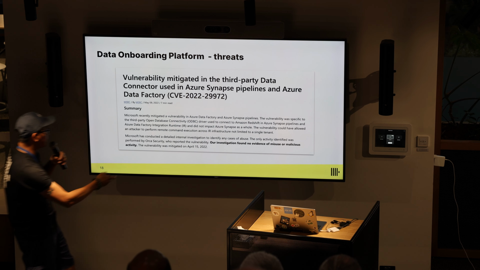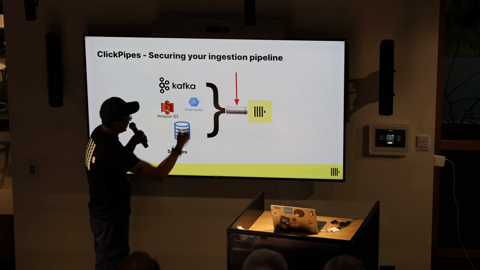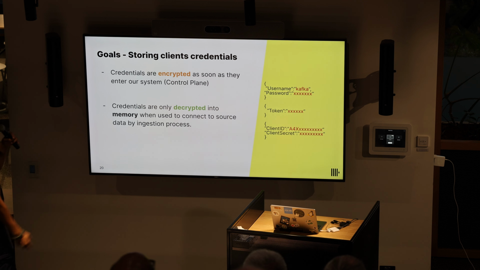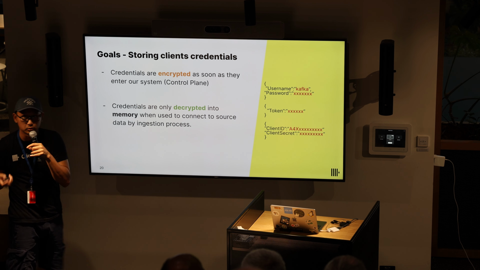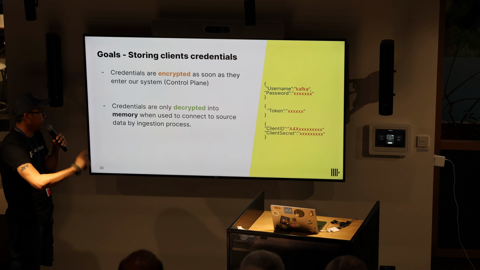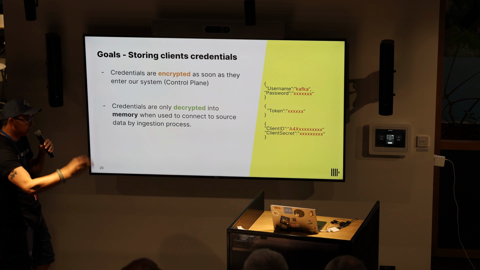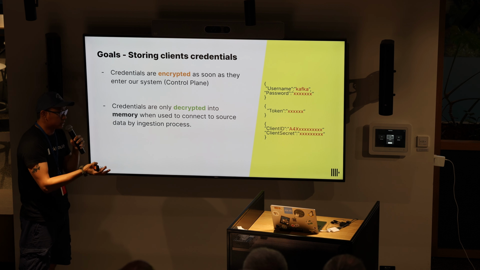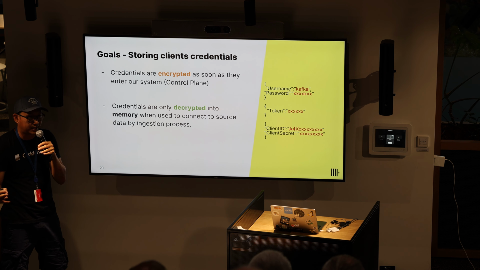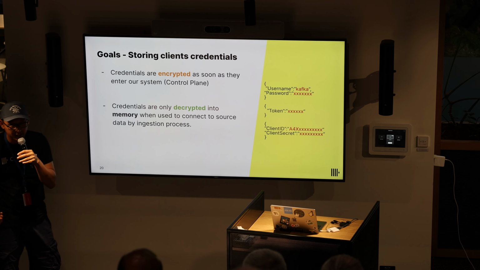And of course, being a ClickPipe, you have all these credentials coming in from customers who want to, say, ingest data from various sources. So we need to handle these credentials with care. The first thing I say to the team is, I don't care what you do, but you encrypt that stuff right away, the moment it lands on the control plane. And in fact, the control plane doesn't even have the ability to decrypt the data, because there's no way. It goes into the security account and encrypts the data.